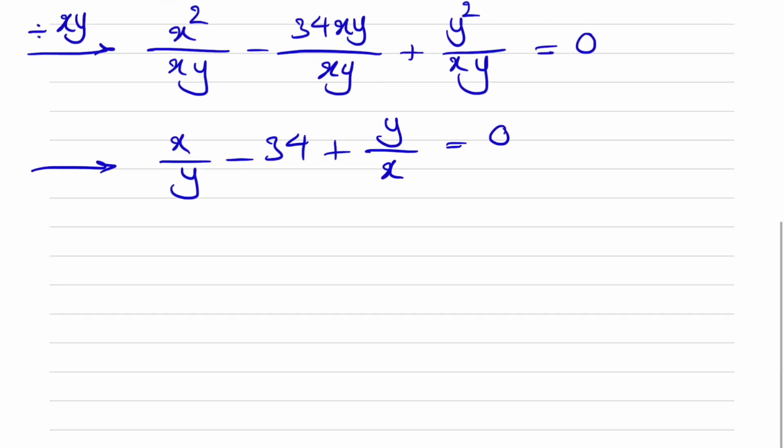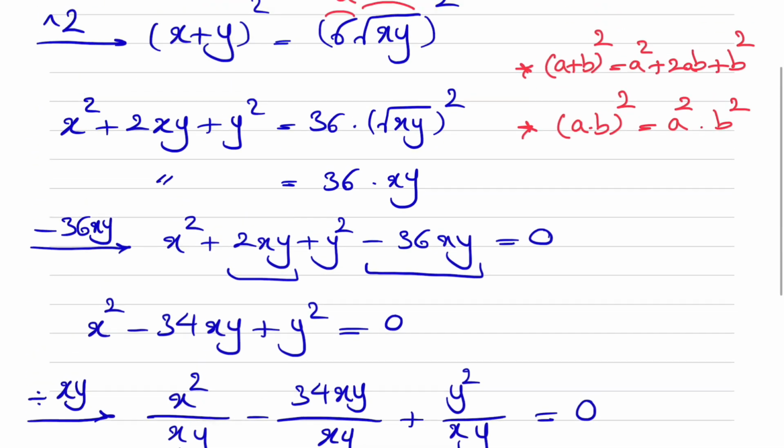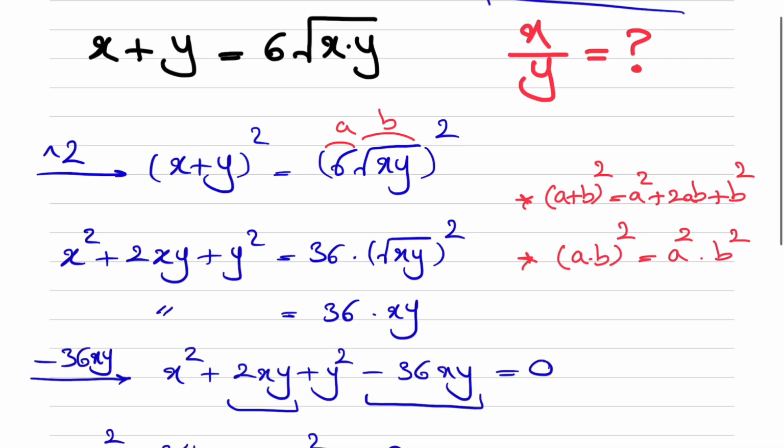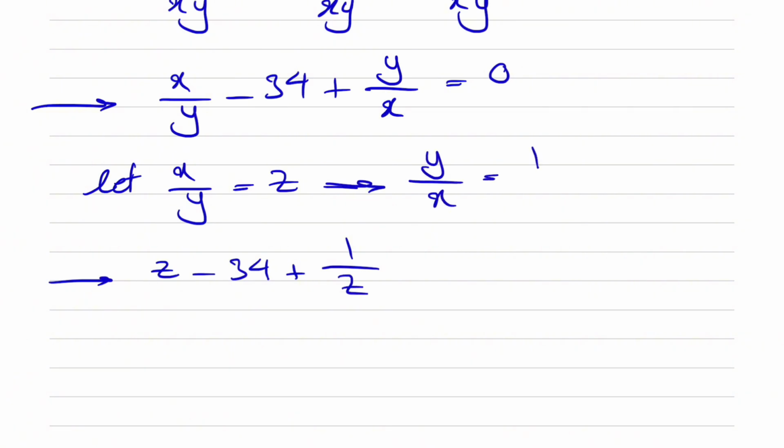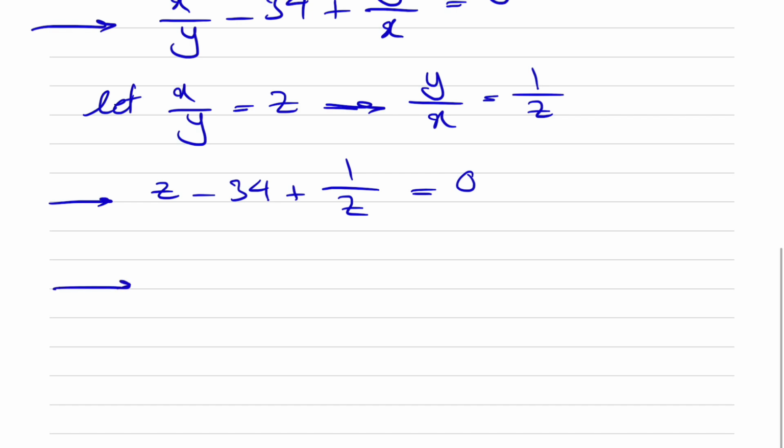And here we're going to let our x over y be z, and keep in mind that in the question we are looking for the ratio of x over y. So if that's the case, basically here we have z minus 34 plus 1 over z. So here we can conclude that y over x is 1 over z. We're basically switching the numerator and denominator. Is equal to 0, and here we're going to multiply the equation by z. So we have z squared minus 34z plus 1 is equal to 0.